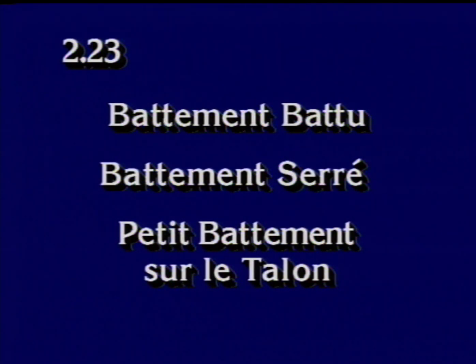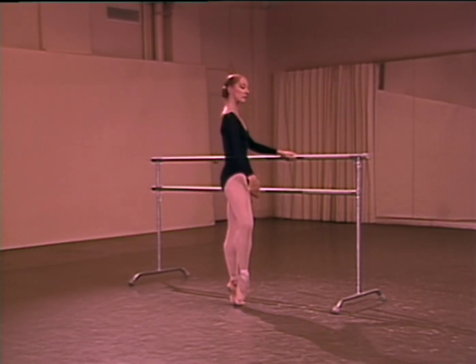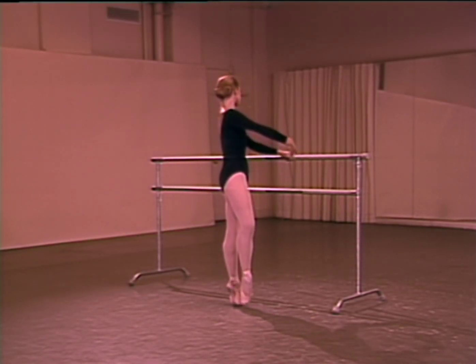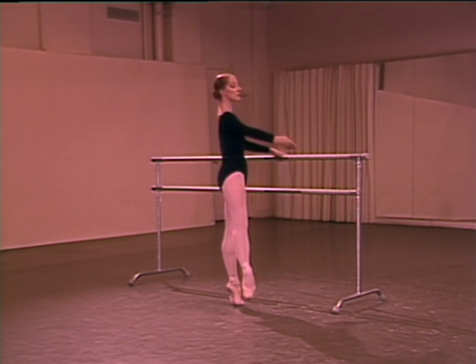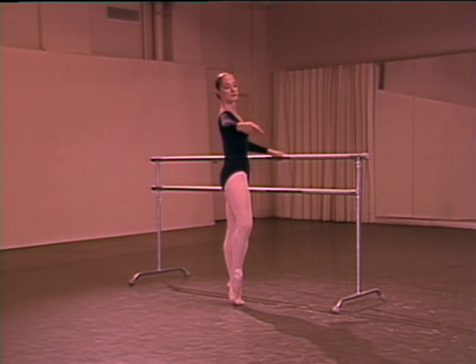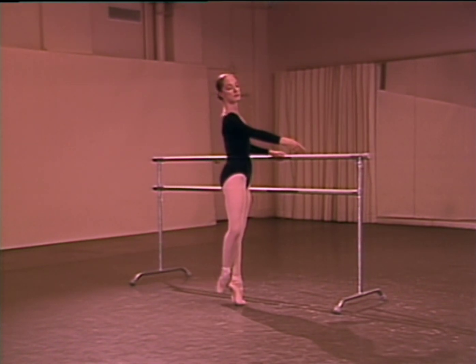Battement battu, battement serré, petit battement sur le talon. Supporting foot demi-point, the working foot does a series of small beats, coup de pied devant. Here done at the side of the supporting ankle, and in coup de pied derrière.